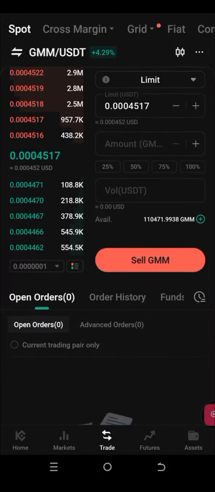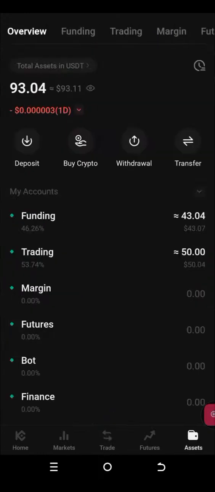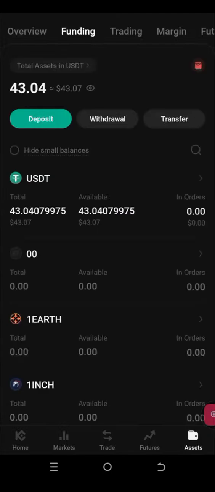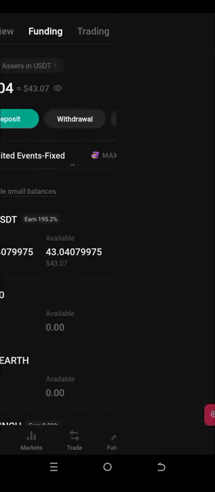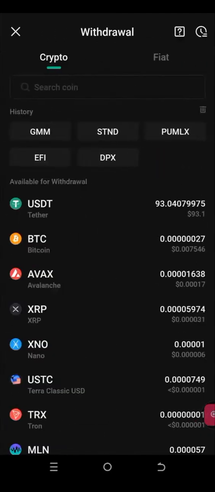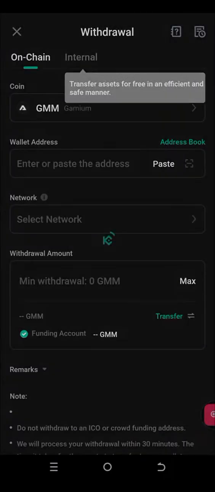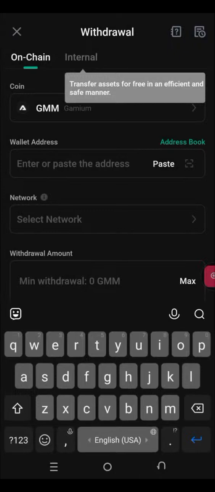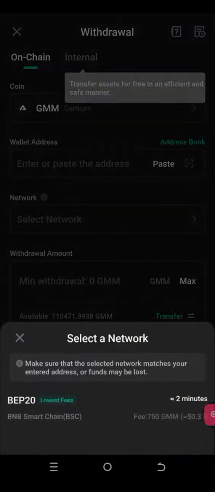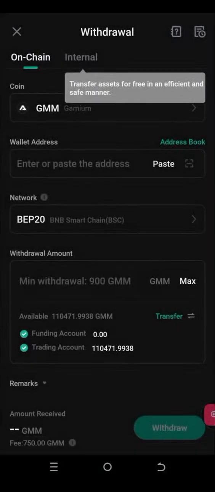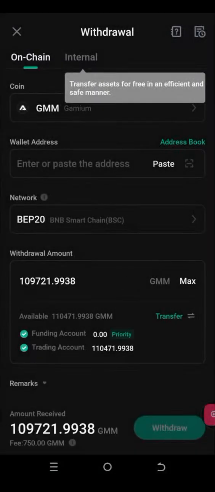Okay, so we're going to quickly send this over to Mexi. Let's go and get all the details we need. We're just going to go over to our funding and then we withdraw. Okay, so we're going to withdraw GMM. We're selecting the network, which is BEP20. Okay, and the max. Good, so it has already deducted its own fee.